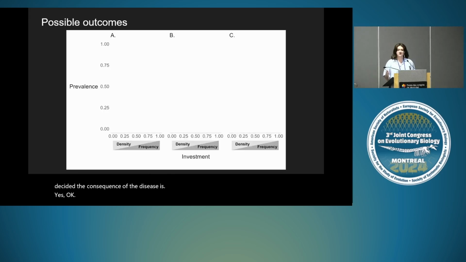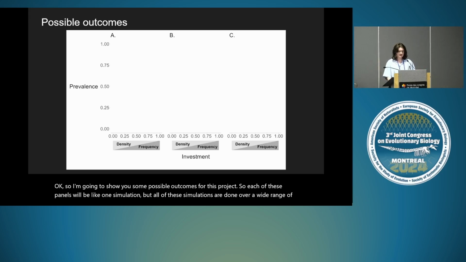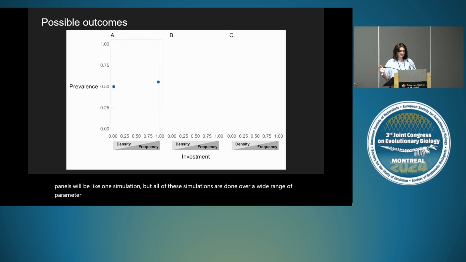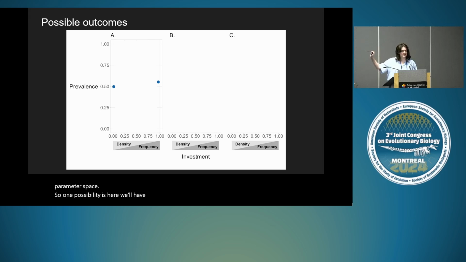Okay, so I'm going to show you some possible outcomes for this project. Each of these panels will be one simulation, but all of these simulations are done over a wide range of parameter space. Here we have our complete density-dependent disease on the far left, and it has some prevalence. And then we have a completely frequency-dependent disease on the right of this graph, also having some prevalence.